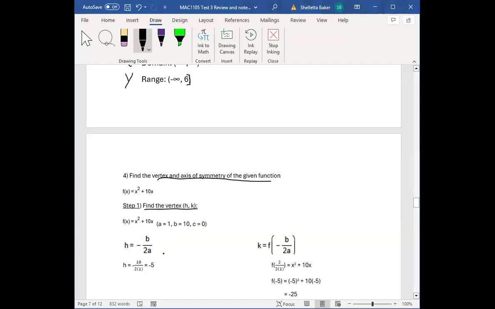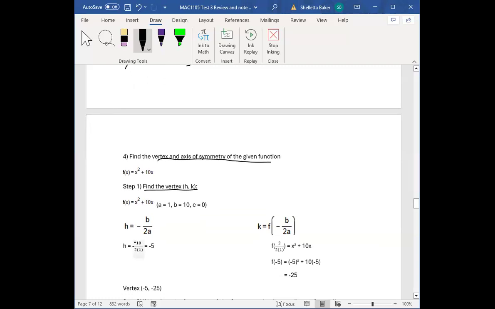When we substitute here, we get negative 10, our b is 10, so negative 10 divided by 2 times 1. That simplifies to negative 5. So here is our x coordinate of the vertex. To get the y coordinate, we'll go back to our given function, f of x equals x squared plus 10x, but this time we're substituting negative 5 for x. Negative 5 squared gives us positive 25, plus 10 times negative 5, or negative 50. And this simplifies to be negative 25. So here our vertex is (negative 5, negative 25).